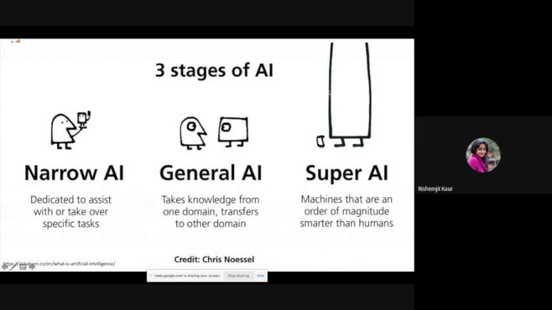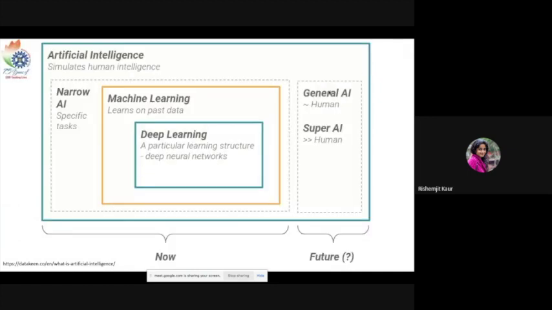Now the third stage is the super AI, where the machines are an order of magnitude smarter than humans, you can say AI as performant as all humans combined. This is a far-fetched future for us, something that we envision achieving maybe in coming years, but that's not the stage where we are at right now. Right now we are just in the stage of narrow AI. So whenever I talk about machine learning or AI, I'll be mostly talking about that only.